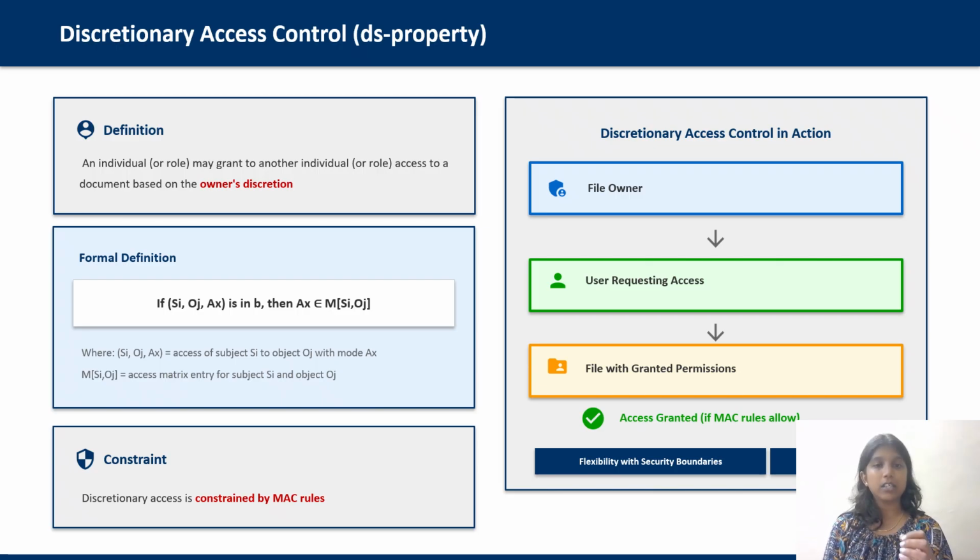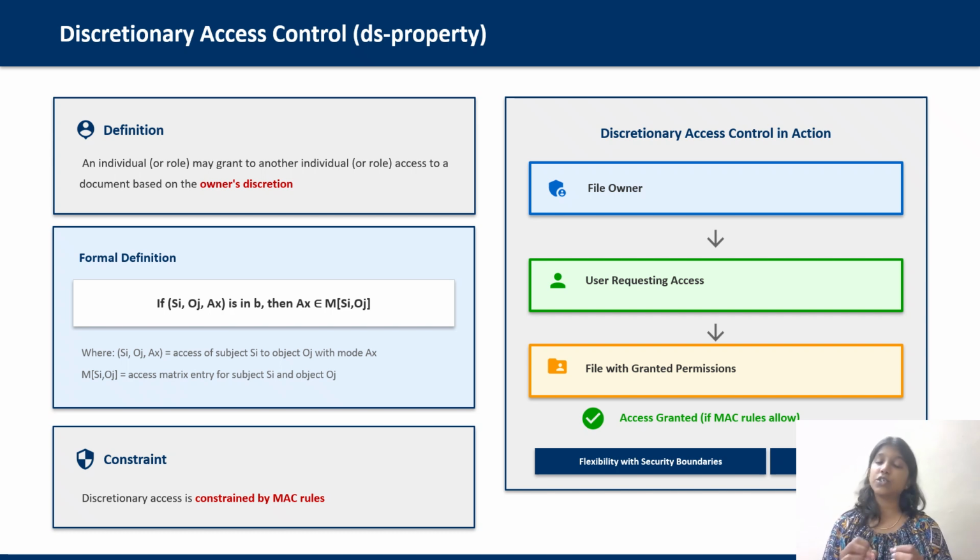The discretionary access control DS property is defined as: an individual or role may grant to another individual or role access to a document based on the owner's discretion. The formal definition goes: if (s_i, o_j, x) is in b, where b represents a set of triples containing the subject, object, and the owner's discretion, then x is a subset of M[s_i, o_j], which means the access matrix entry of subject s_i and object o_j. I hope you understand, and there are also some constraints here, which is that discretionary access is constrained by MAC rules.